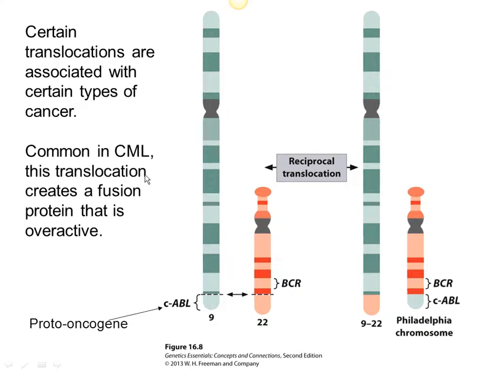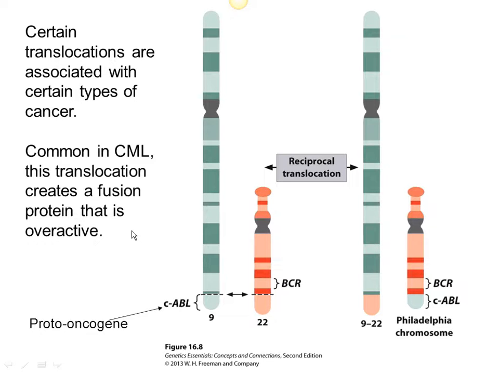Now, there are certain point mutations that are associated with these genes, both tumor suppressor genes and oncogenes. If they get certain point mutations, they can lead to cancer. But there's also certain chromosomal rearrangements that are associated with cancer. And one of those is shown here.